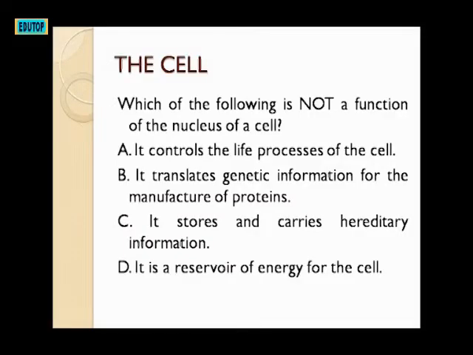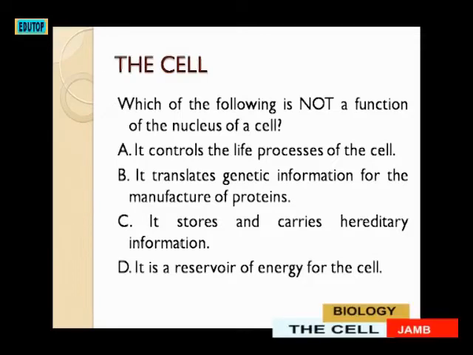Then the next question: which of the following is not a function of the nucleus of a cell? Coming back to that question, we have treated something like that earlier. A, it controls the life processes of the cell. B, it translates genetic information for the manufacture of proteins. C, it stores and carries hereditary information. D, it is a reservoir of energy for the cell.